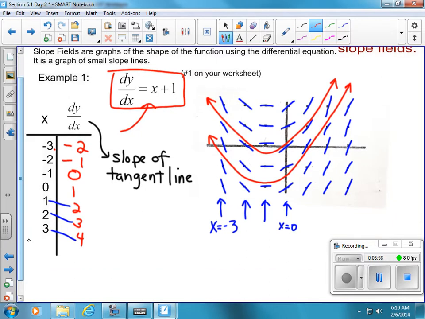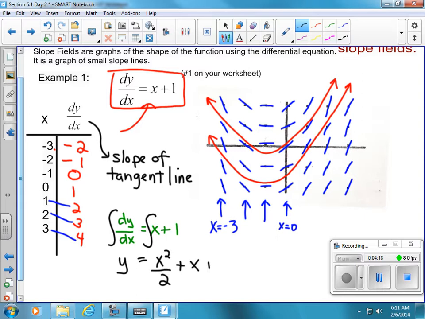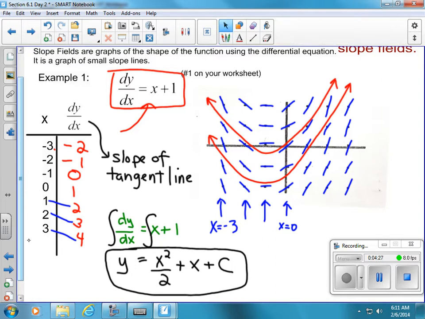And let's take a look at using our differential equation, which is dy/dx equals x plus 1. If we were to take the antiderivative of that, we find that the function equation is x squared divided by 2 plus x plus c. Notice this general solution of this differential equation is a parabola. It all depends on what c is. So there are lots of different solutions for this differential equation. But a slope field is the grid with the little slope lines.